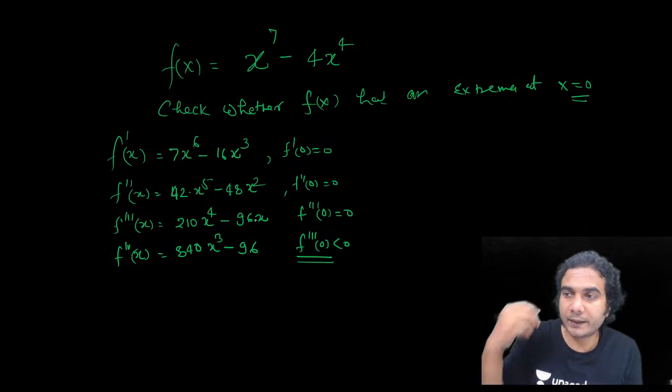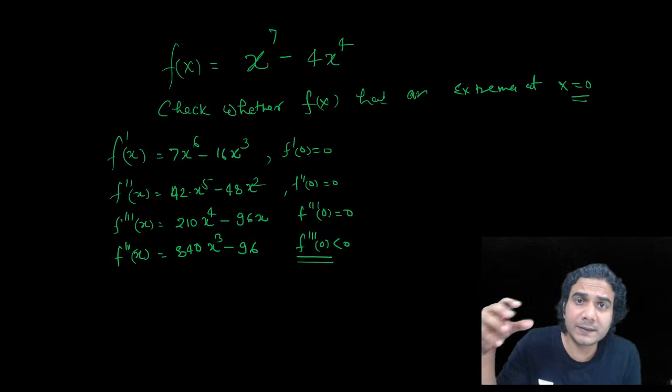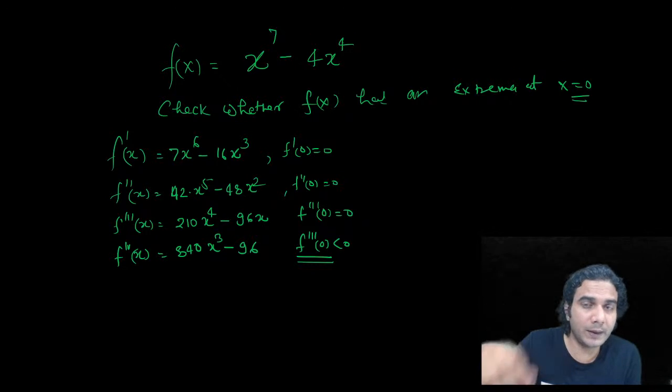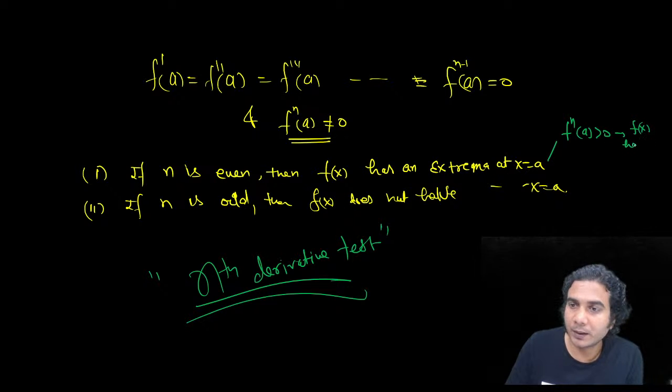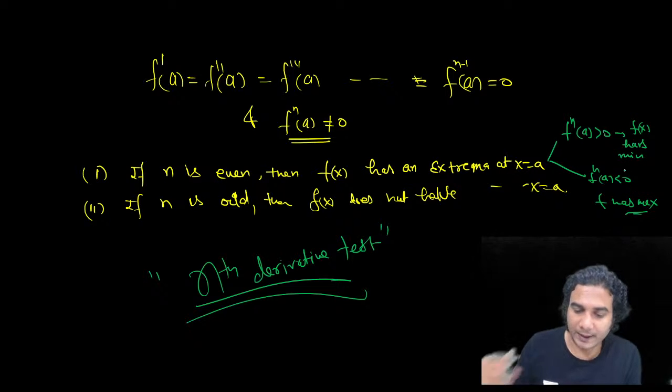If it is an extrema and the nth order derivative, the even order derivative, comes out to be positive, then it is going to be minima, and if it comes out to be negative, then it is going to be maxima. That further you can add in this. Let me add it here. If f^(n)(a) is positive, that means f(x) has minima, and if f^(n)(a) is negative, then f has maxima.